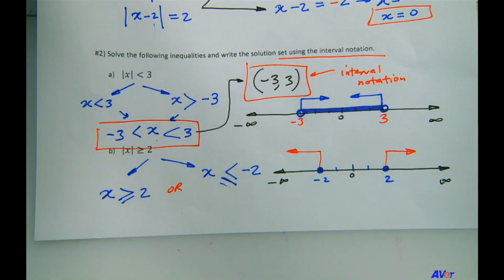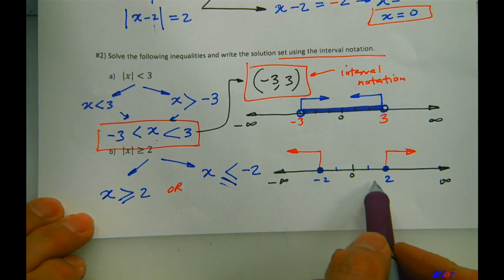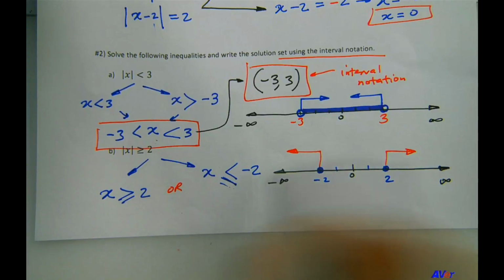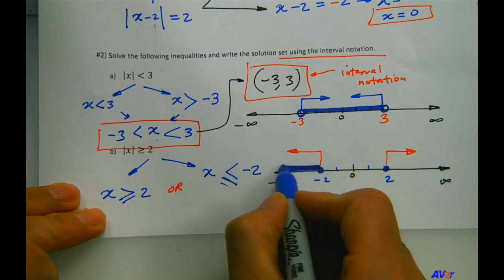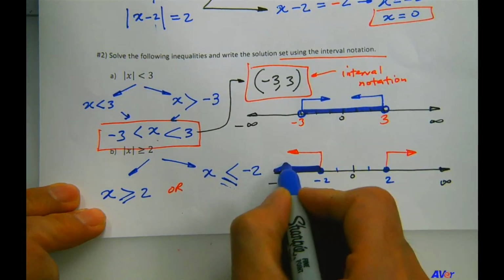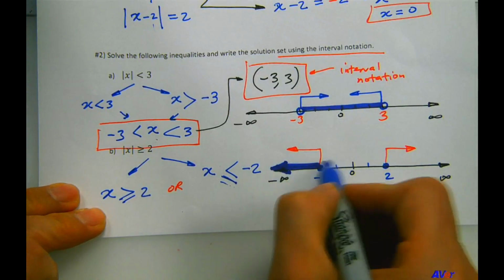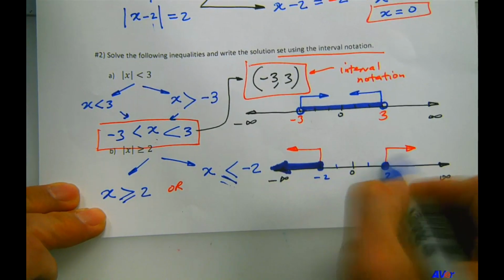That's if the individual solutions do overlap. But what about if they don't overlap, like this? Then the solution is the union of the two. So this side is a solution. Either this side is the solution, that side, or that side.